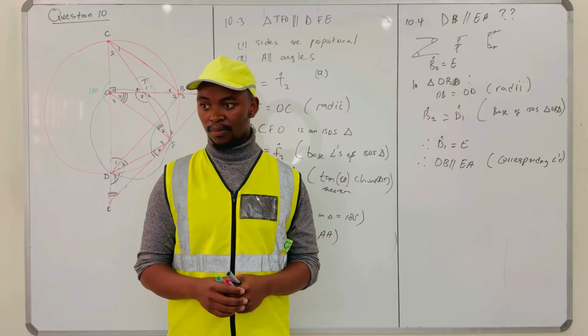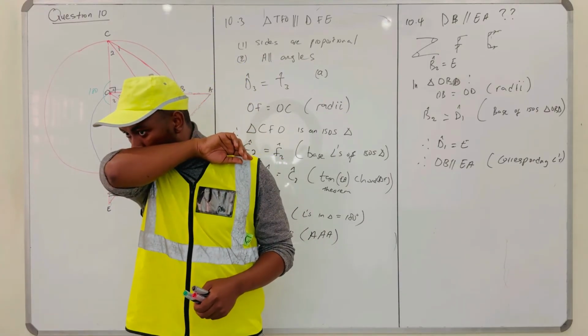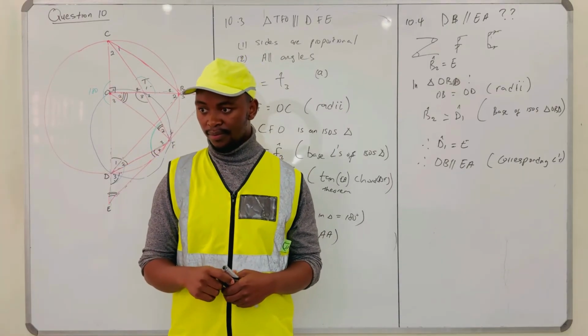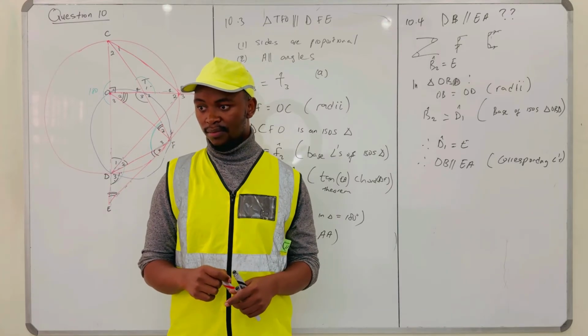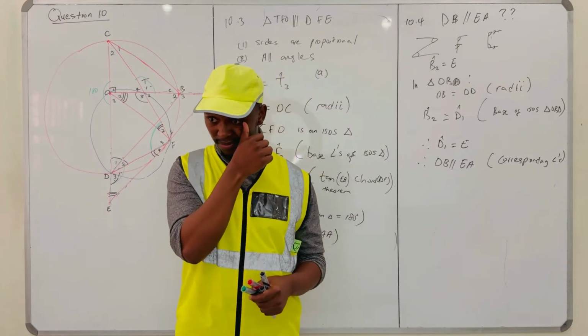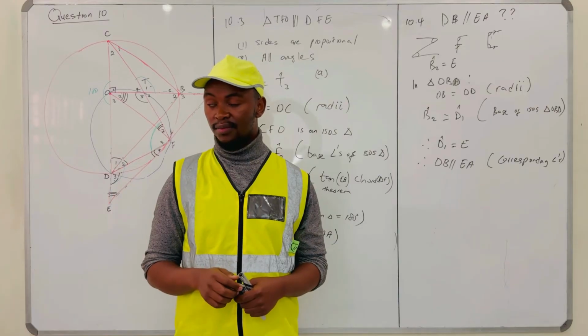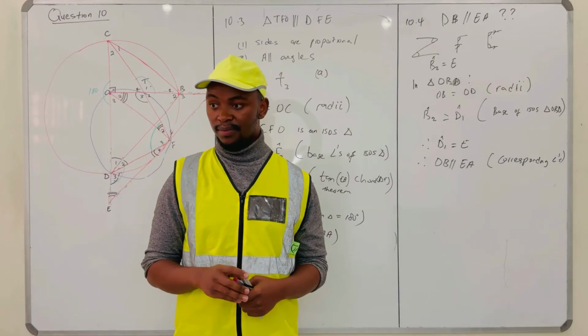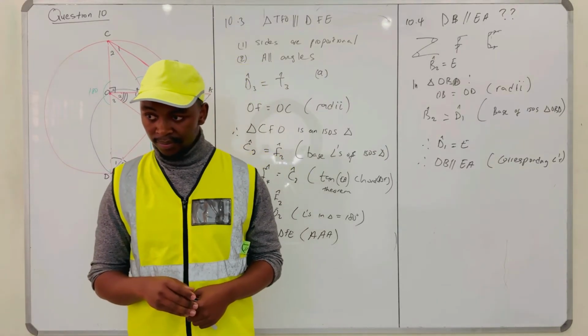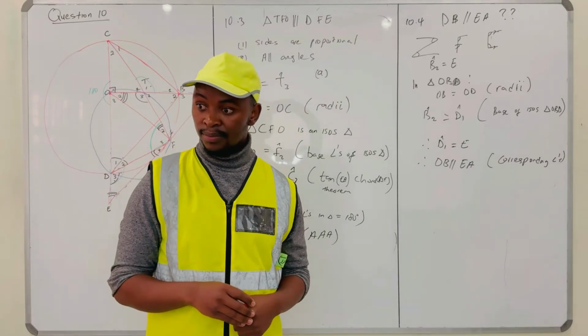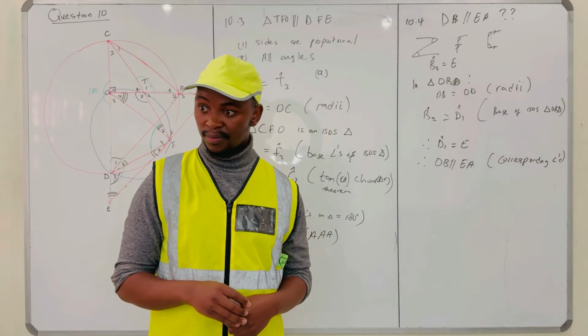Because I would remember that if you have two parallel lines and you have a transversal, which is the line that cuts both of them, your alternate angles will be equal because those two lines are parallel. Now, if you find that you have two corresponding angles that are equal, it's enough to say that those two lines are parallel.